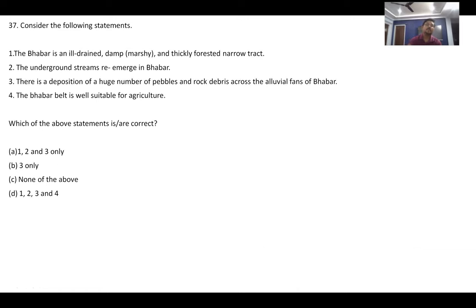Okay, so next, the 37th question: the Bhabar is an ill-drained, damp, marshy and thickly forested narrow tract. The underground streams re-emerge in Bhabar. There is a deposition of huge numbers of pebbles and rock debris across the alluvial fans of Bhabar, and the Bhabar belt is well suited for agriculture. So which of the following statements are correct?